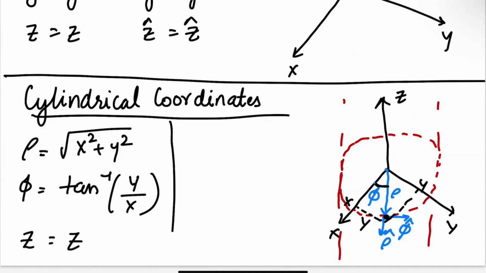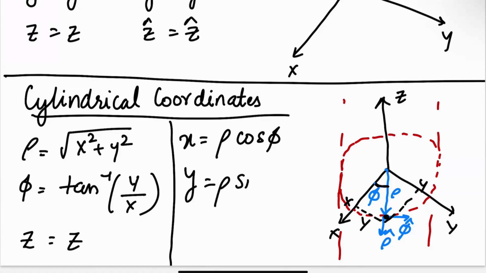So we can also write the other way around, where x is nothing but rho cosine phi, y is rho sine phi. Again, simple relationships for a circle, and z is nothing but z.